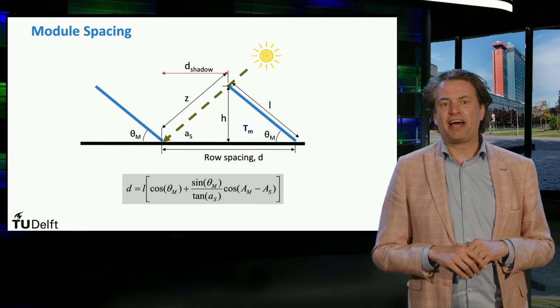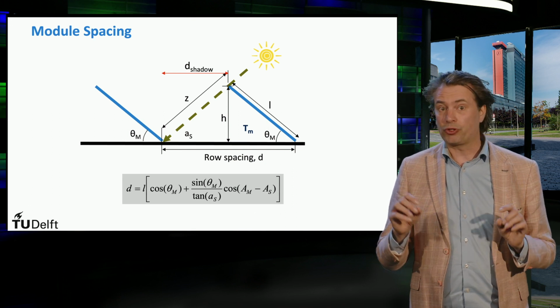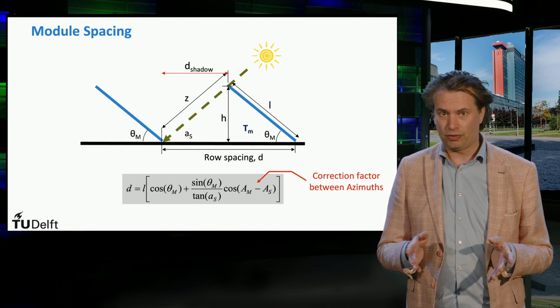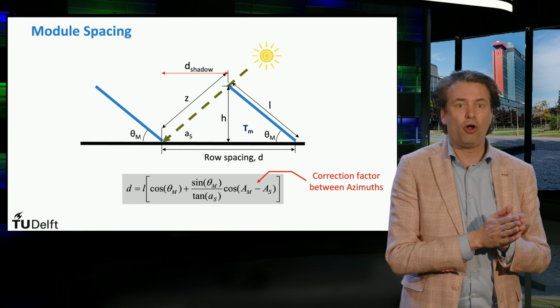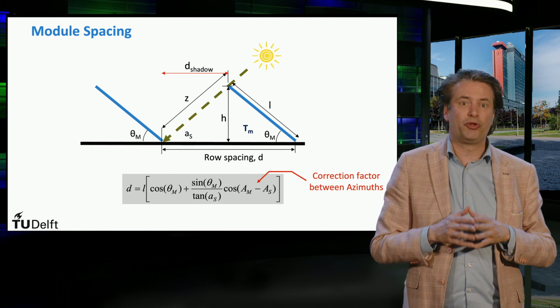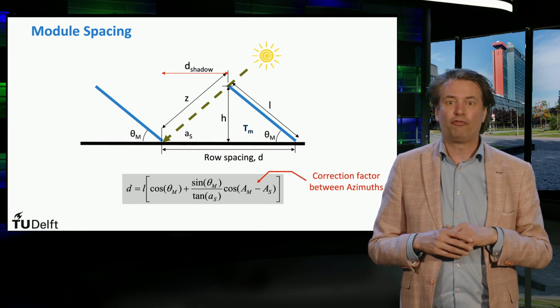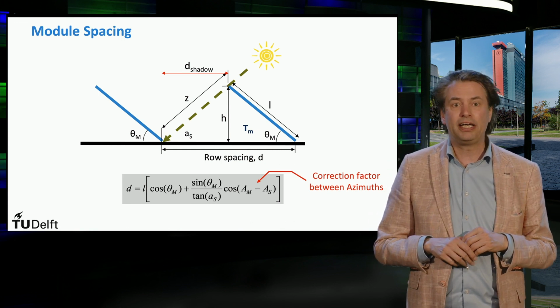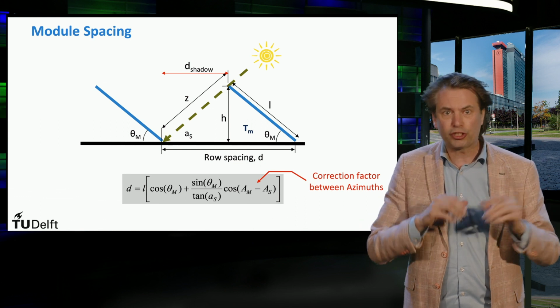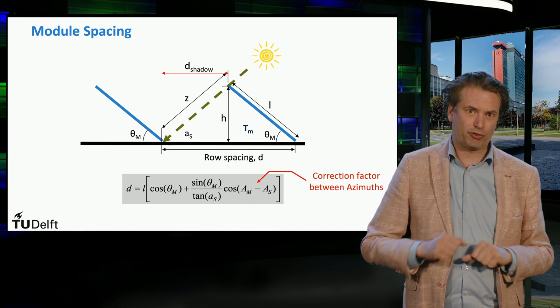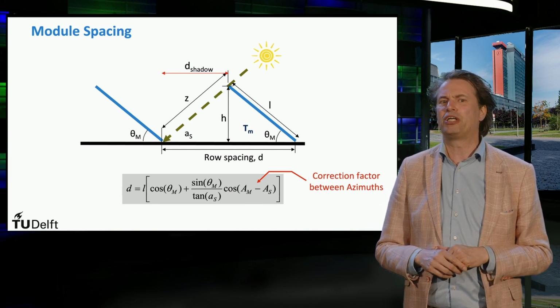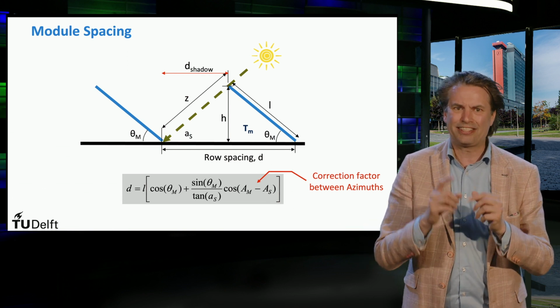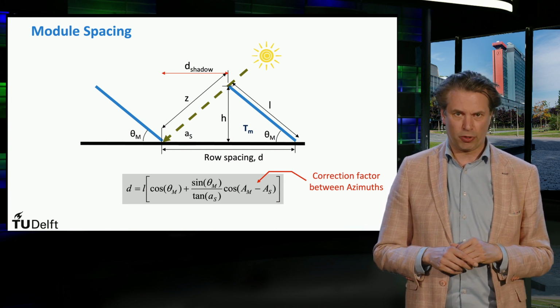Here you can see the final equation with the azimuth correction highlighted in red. Once you plug in all the information required, you will know the value of D, for example, at 10 in the morning and 14:00 in the afternoon, and you just have to pick the biggest distance among them, and that will be the distance among each row of PV modules.